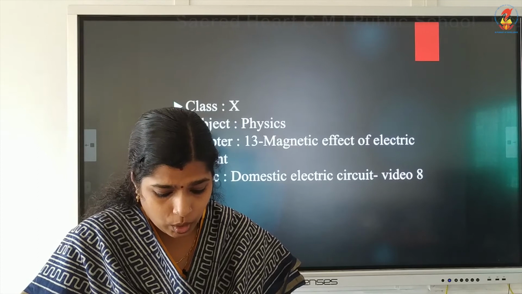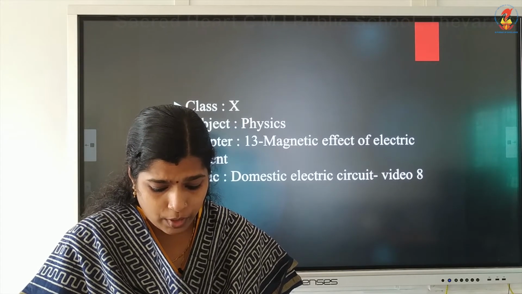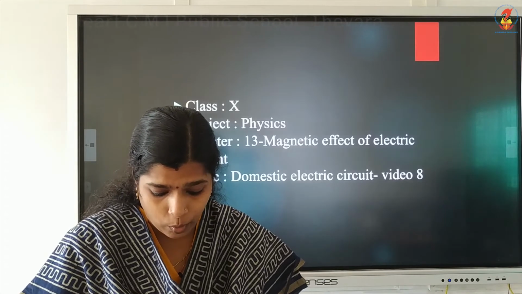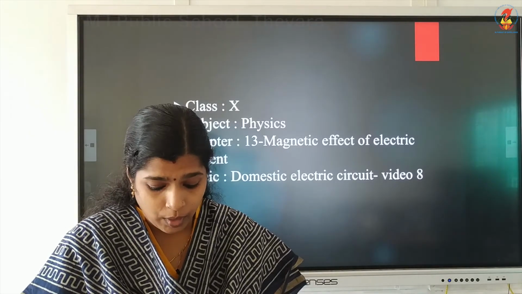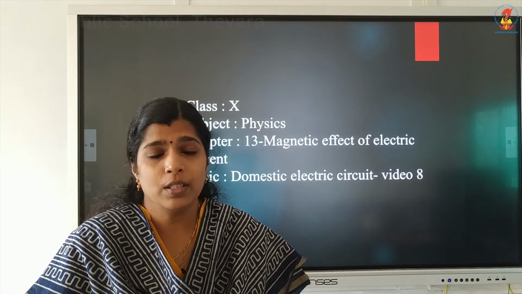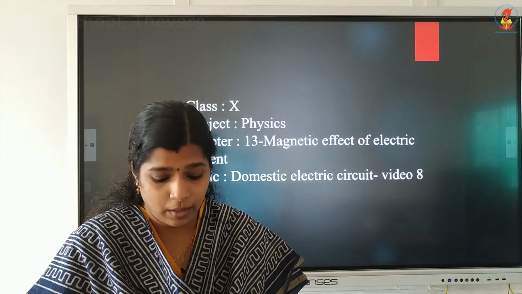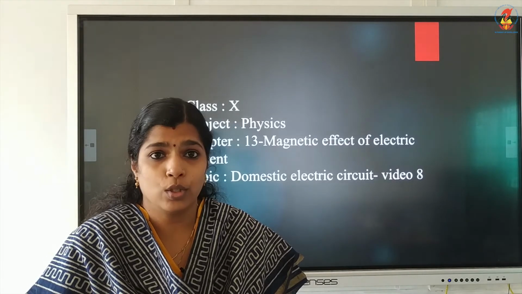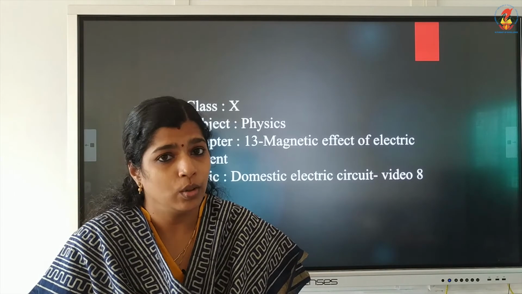One of the wires of the supply, usually with a red insulation cover, is called the live wire or the positive wire. Another wire with black insulation is known as the neutral wire. In our country, the potential difference between these two is 220 volt.